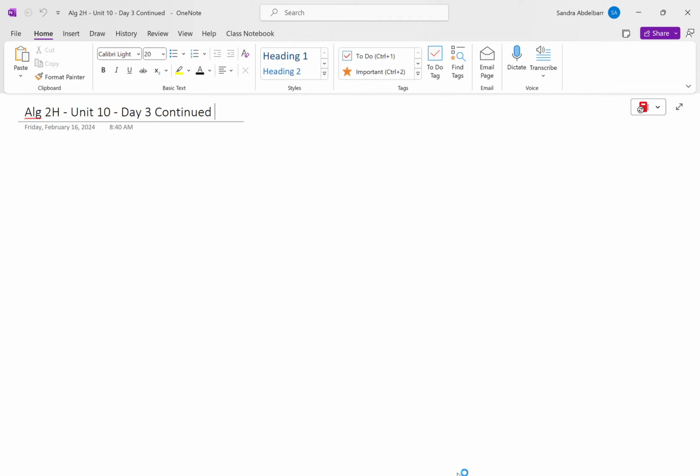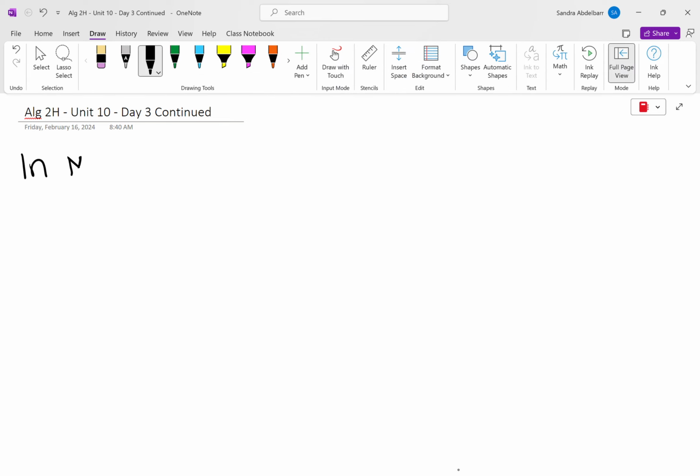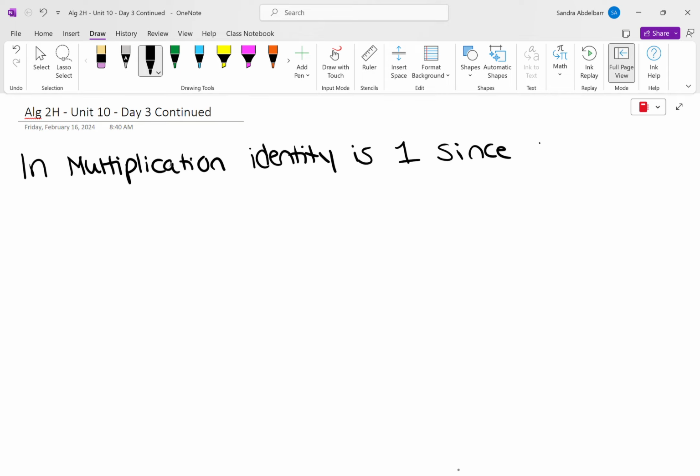Okay, so let's talk about the identity in multiplication. What number, when you multiply it with anything else, gives you back what you had multiplied it with? 1. So the multiplicative identity is 1, since any number times 1 gives us back that number.